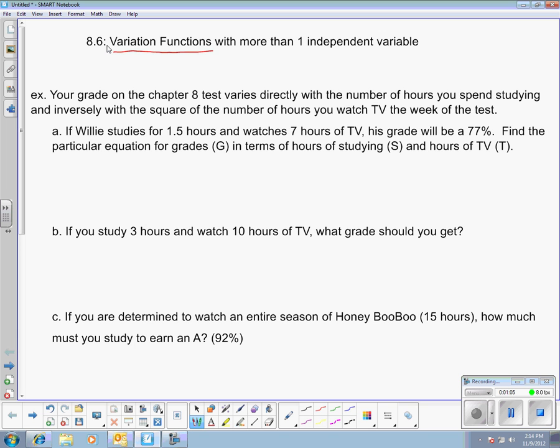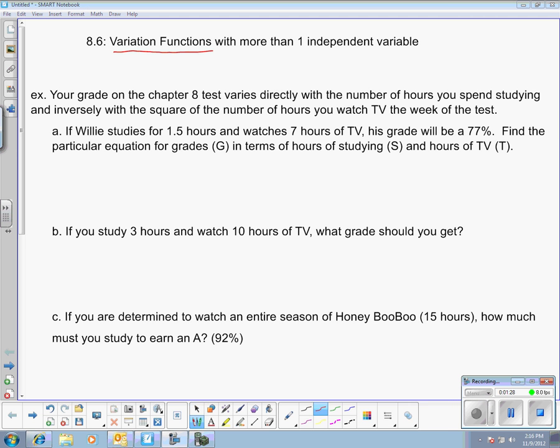The given info is that your grade on the test, G, varies directly with the number of hours you spend studying and inversely with the square of the number of hours you spend watching TV. So I'm going to give you in part A, like they always do, one data point, and that helps you find K, the constant of variation.